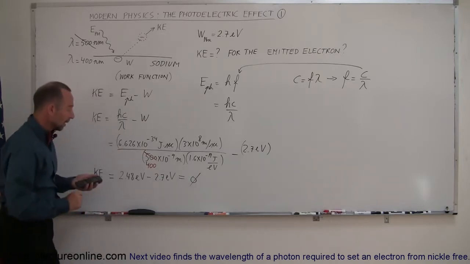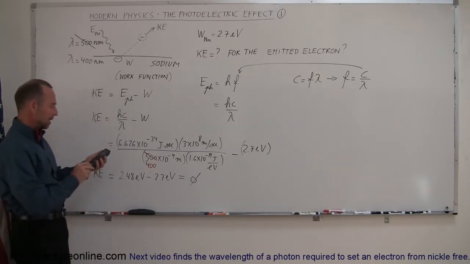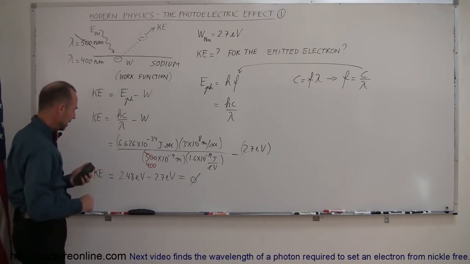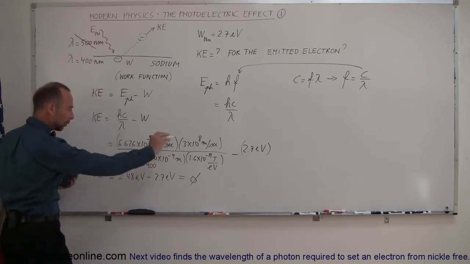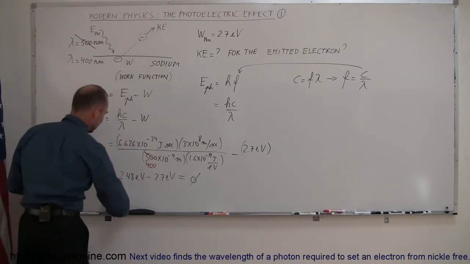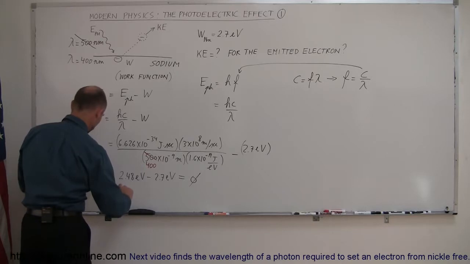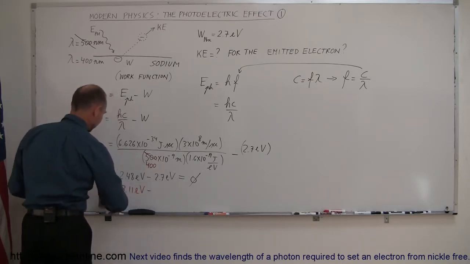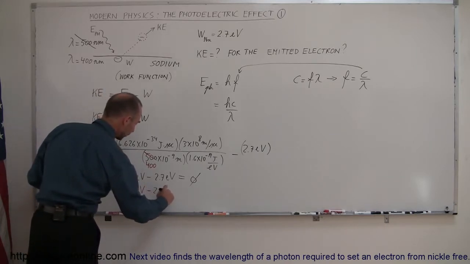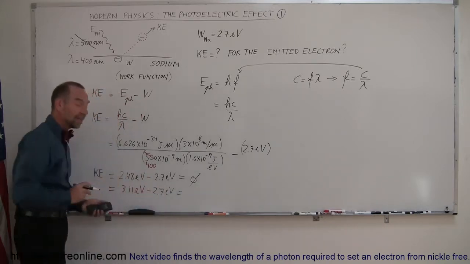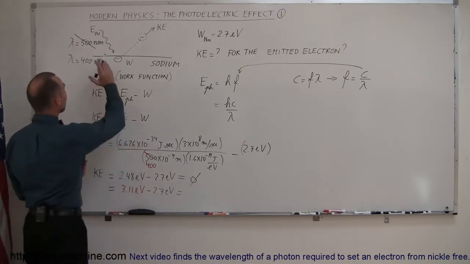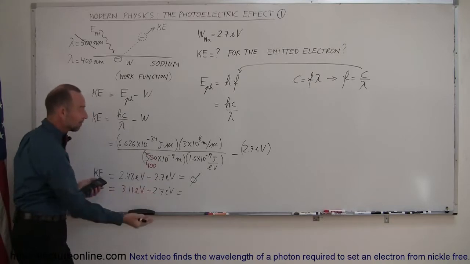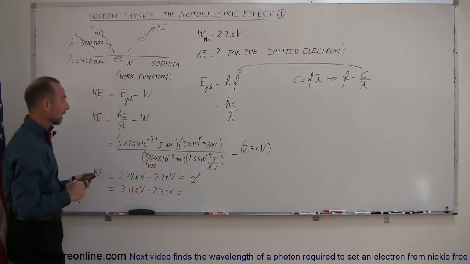Well, let's find out. So that would be divided by 4 times 5 equals, and sure enough, if we go through the whole calculation again, this would be equal to 3.11 electron volts minus, and of course we still have the 2.7 electron volts for the work function. And now you see, yes, there would be sufficient energy within the photon to set the electron free. And not only that, the remainder would then be put into the electron to give it kinetic energy.